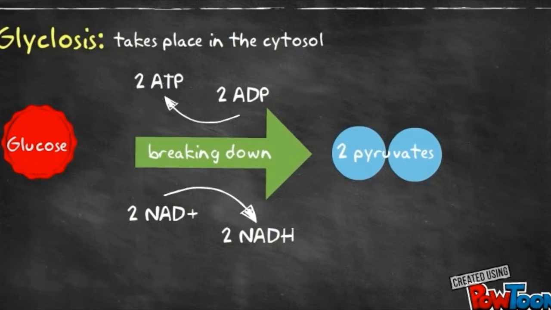That energy gets picked up by two molecules of ADP, energy carrier, which turns into two molecules of ATP, or chemical energy. The released electrons get picked up by two molecules of NAD+, electron carrier, which turns into two molecules of NADH. The results of this process are two ATP, two NADH, and two pyruvic acid.